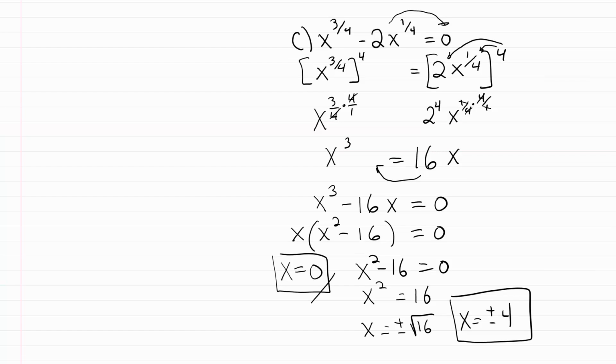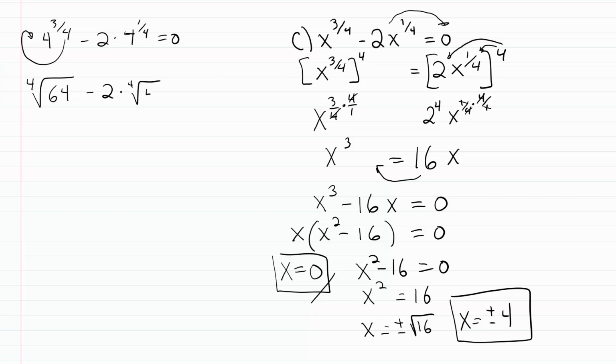Okay, let's go ahead and check to see if positive 4 works. Well, we'd have 4 to the 3/4 power minus 2 times 4 to the 1/4 power. Does that equal 0? Well, if we take 4 to the 3rd and then take the 4th root of it, and notice we bring the 4 around, we'll have 4 as the index of the radical, and then we'll have 4 to the 3rd, which is 64. And we'll have minus 2 times 4 to the 1/4 power, in other words, the 4th root of 4.